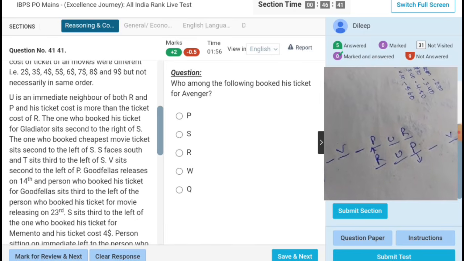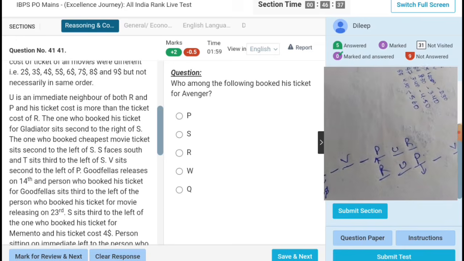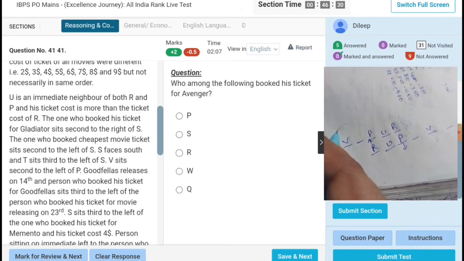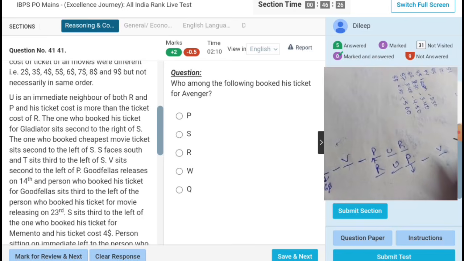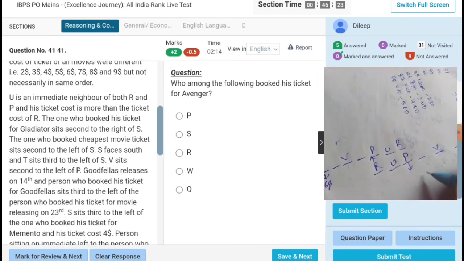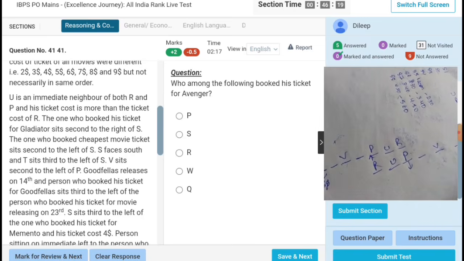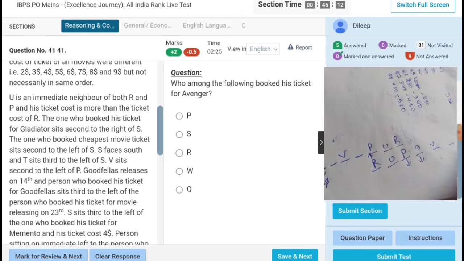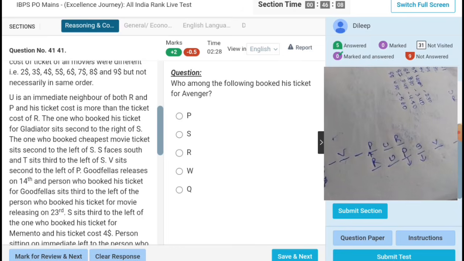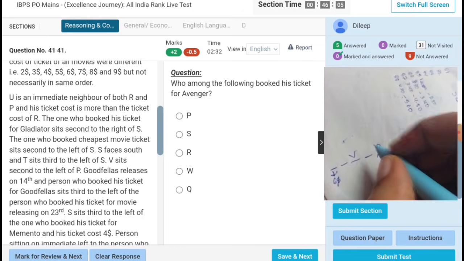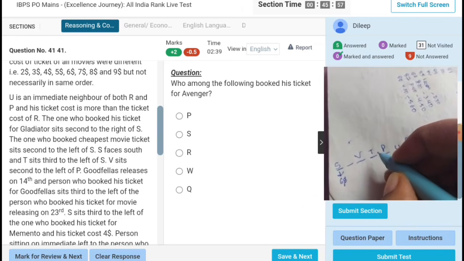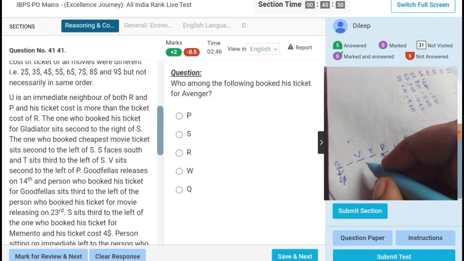So overall 8. Gladiator is second to the right of S. So 3, 6, 7 and S faces south. T is third to the left of S. S is third to the left of the one who booked his ticket.